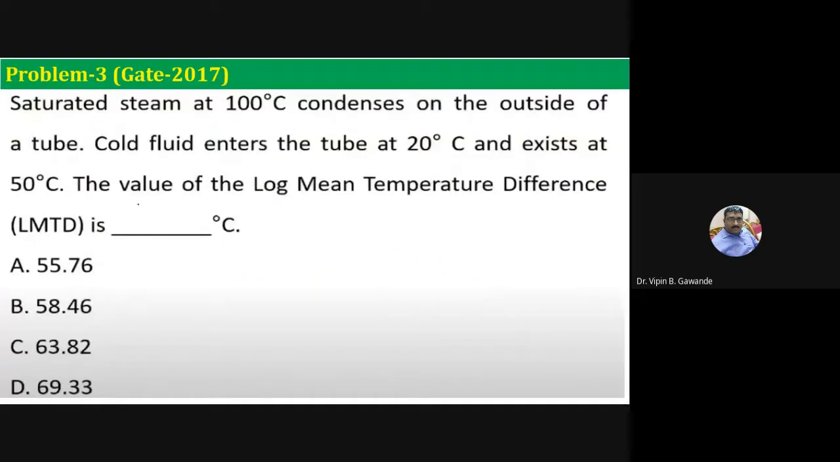Okay, now let us discuss the third question quickly. Saturated steam at 100 degrees condenses. So a condensation process is there. That means this problem will be related with our condenser. In a condenser, I have told you the hot temperature will remain the same while the cold temperature will increase.